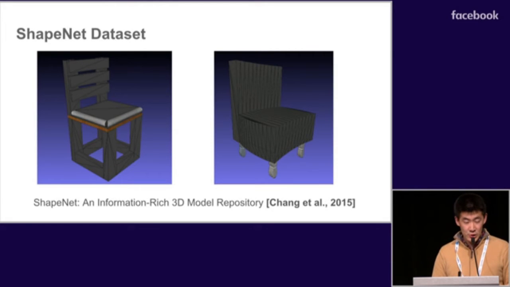For this work, we use the ShapeNet dataset to train our network. ShapeNet is a large-scale dataset of 3D objects consisting of around 50 categories and 50,000 unique 3D models. These models, however, have different topologies, and there's no correspondence information between any 2 shapes.